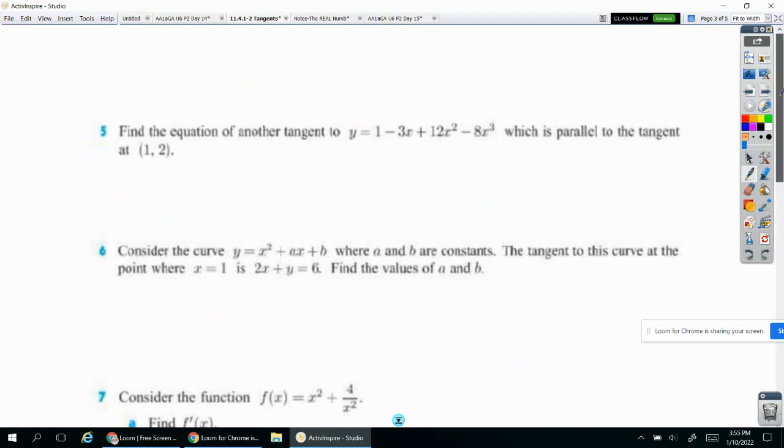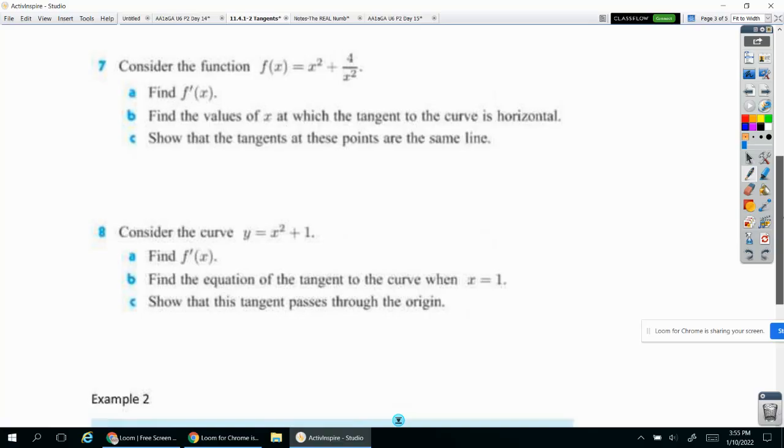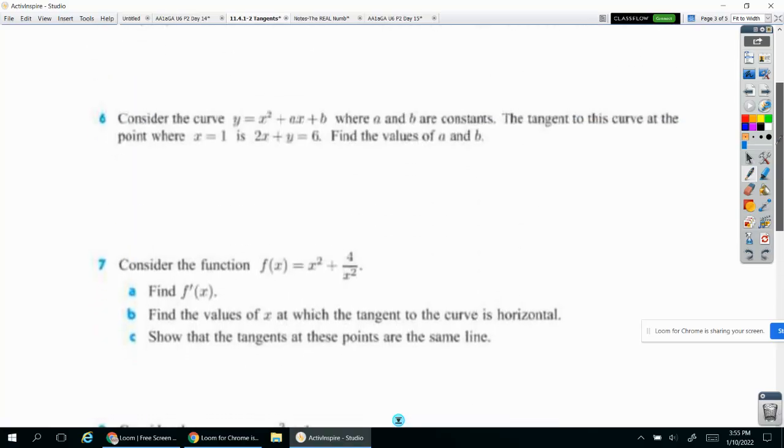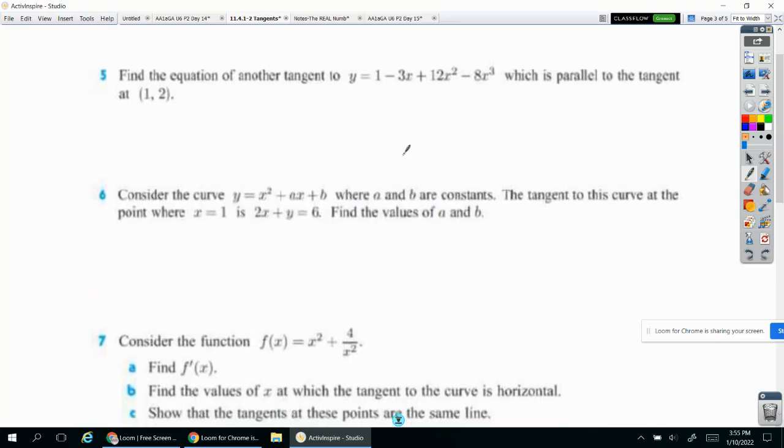So we have a couple of different types of problems here that I want to look at. I want to definitely look at this example. Before we get to the example, let's look at number 5. It says find the equation of another tangent to this curve, which is parallel to the tangent at 1, 2.